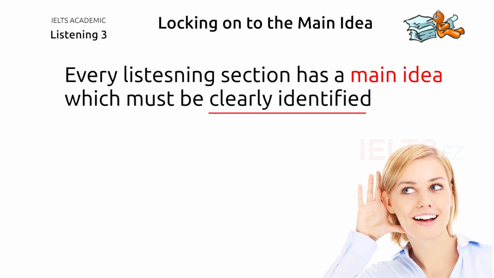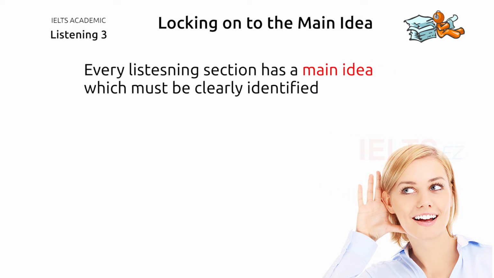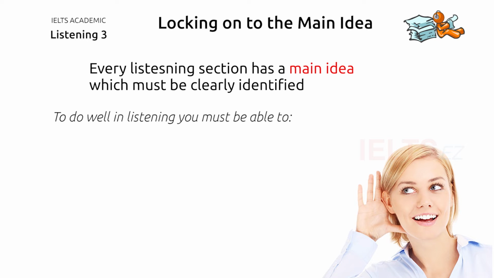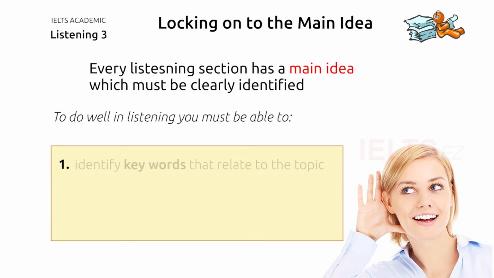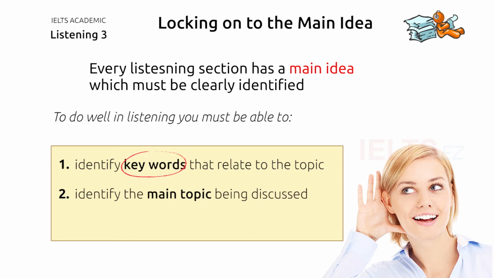Many different words and phrases could be used by the speaker in discussing the topic, which can be confusing for students. To overcome this confusion, you must learn to do three things. Firstly, identify important words and phrases in the questions. I refer to these as key words. Secondly, you must be able to clearly identify and understand the main topic being discussed. I refer to this as locking on to the main idea. The quicker you learn to do this, the better you will do in the listening test.